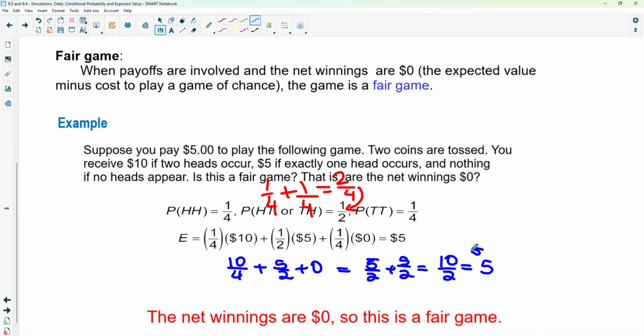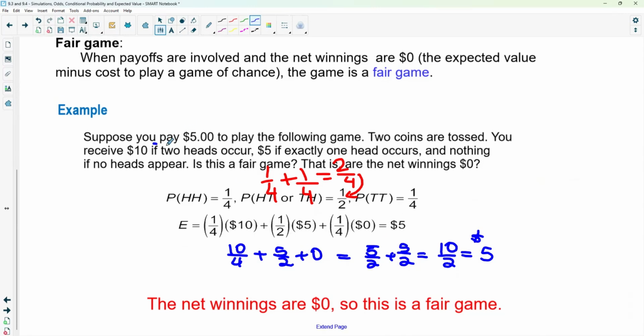But remember, how much do you pay to play? You pay $5 to play. So when you subtract the $5 that you invested in playing from the expected value, that gives you $0, which means it's a fair game. Okay, so hopefully that makes sense. I think the one on your homework, you don't have to pay to play, but you lose money. So that means you will subtract it as part of your expected value. Okay.